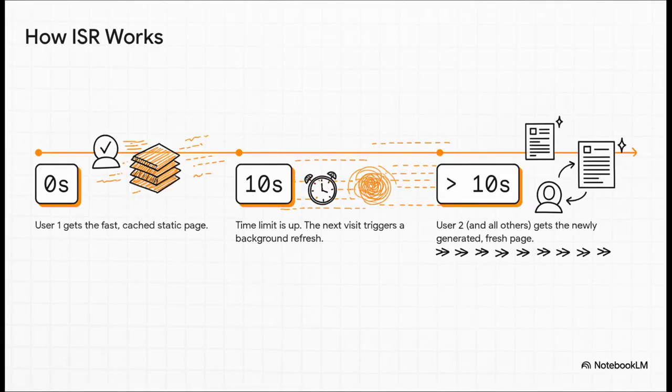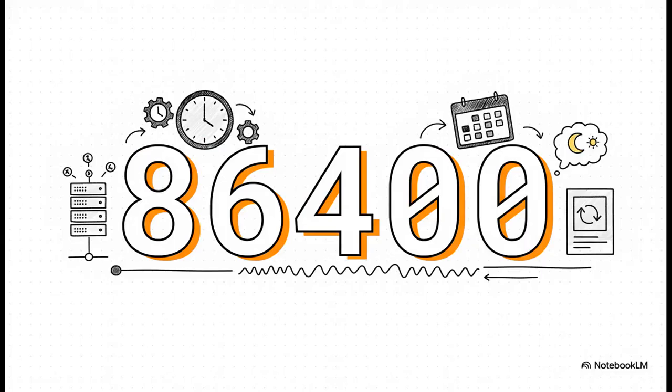So here's how that plays out. Let's say you set it to 10 seconds. The first person who visits your site gets that fast, cached static page. Perfect. Now the 10-second timer starts. The next person to visit after those 10 seconds are up, they also get the fast cached page, but their visit triggers a rebuild in the background, and then everyone who comes after that gets the brand new updated version. It is the absolute best of both worlds. And you can set this to whatever you want. Need your blog to check for new posts once a day? No problem. Just set revalidate to 86,400.